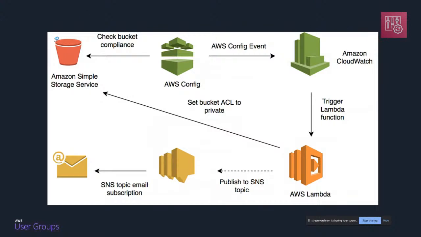This is basically the architecture diagram for our demo, right? So AWS Config checks our S3 bucket compliance. An event is generated in CloudWatch. This event then triggers our Lambda function. The Lambda function notifies us of the non-compliant resource and at the same time remediates the resource such that it becomes compliant again.